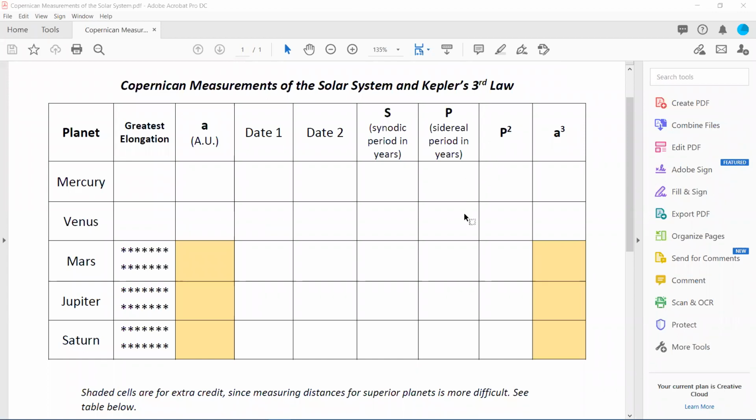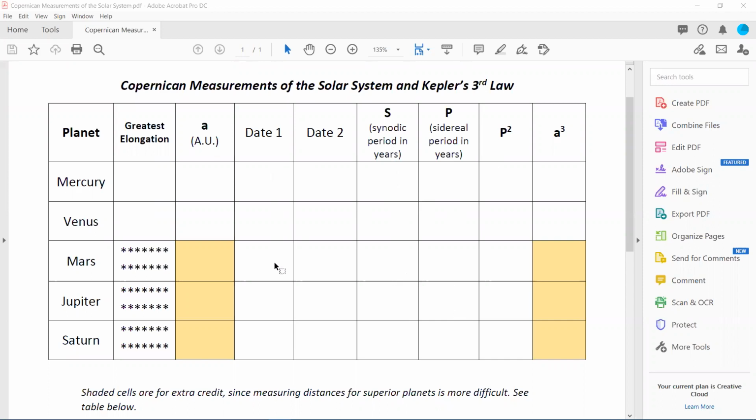And then you can fill in this column. So this column here, every one of these cells will be filled in with your own work. So it may take you a little while to do all of this in Stellarium, but once you get the hang of it, it'll go more quickly. This will all be your work. This will all be your work. Same thing with these columns. These are the dates that you will have written down in Stellarium.